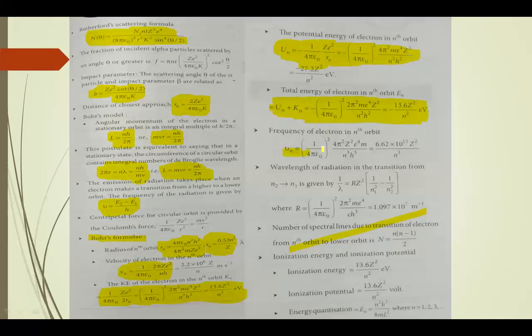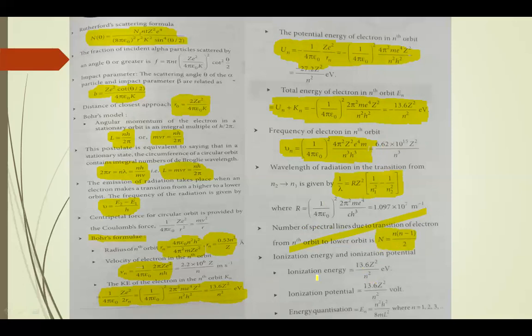Then the frequency formula, then the wavelength. This is also very, very important. Based on this, you have the numericals. And then the number of spectral lines due to the transition. This is the direct formula to substitute particular values in the line spectrum.